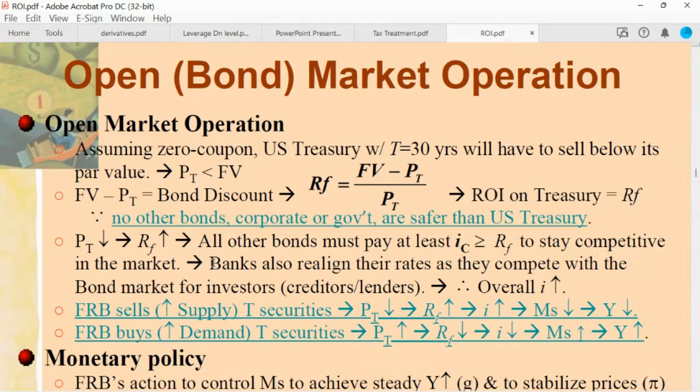Now the banks must also raise their interest rates to stay competitive. Think about it.